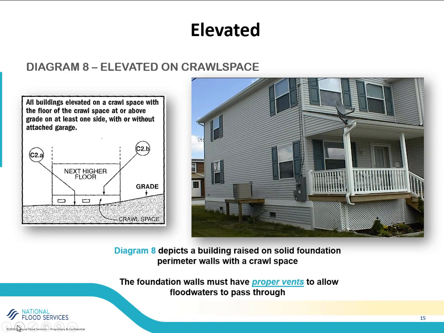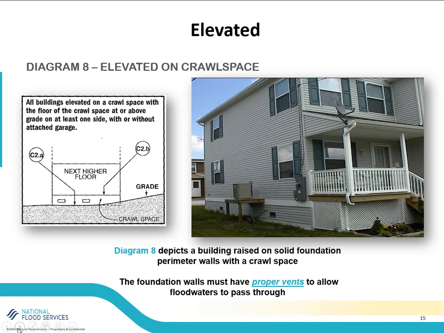Diagram 8 is yet another type of elevated building. This particular structure is built on a crawl space. Instead of being elevated on piers, post piles, columns, or parallel shear walls, this type of structure is raised on a solid foundation perimeter wall with a crawl space below the lowest living floor. Since the walls are solid and not designed to let the floodwaters flow freely, this type of structure has to meet the venting criteria that we discussed earlier in order to equalize the hydrostatic pressure if a flood event occurs.